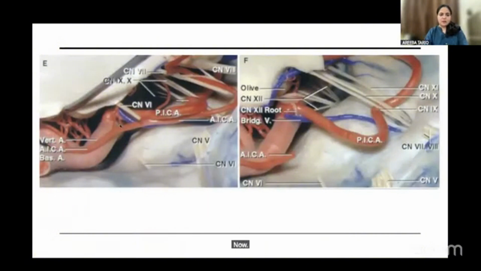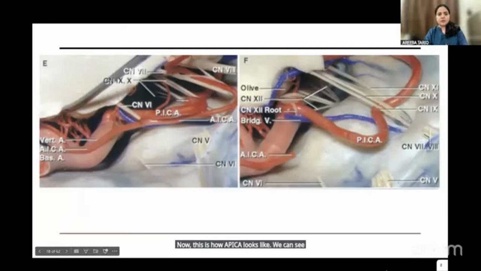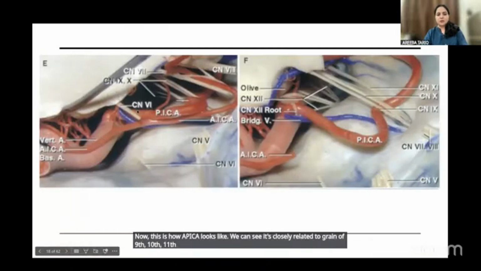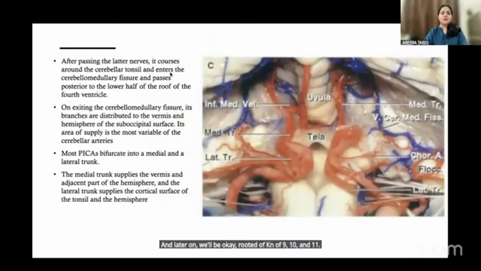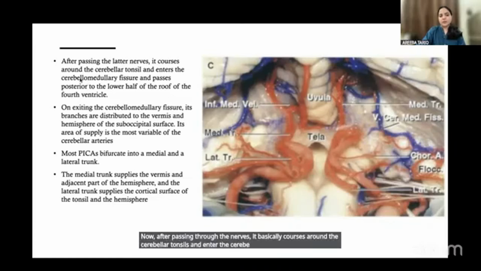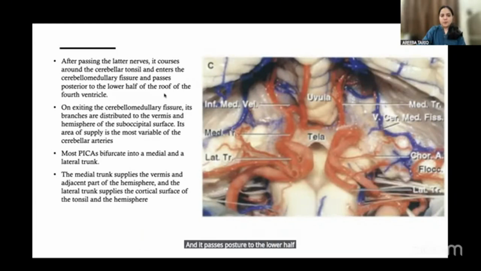Now this is how PICA looks. We can see it's closely related to cranial nerves 9th, 10th, 11th, and 12th. In this section, we can see that it is passing between the rootlets of cranial nerve 12 and later on between the rootlets of cranial nerves 9, 10, and 11. Now, after passing through the nerves, it courses around the cerebellar tonsils and enters the cerebellomedullary fissure. What is the cerebellomedullary fissure? It is between the cerebellum and medulla oblongata, and it passes posterior to the lower half of the roof of the fourth ventricle.